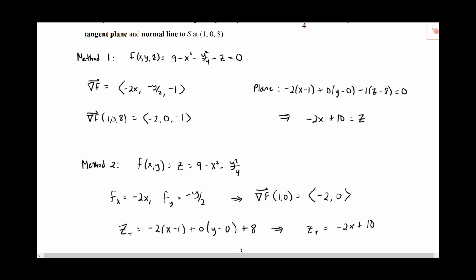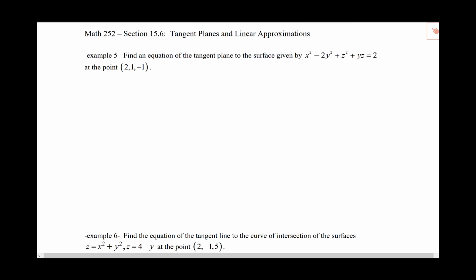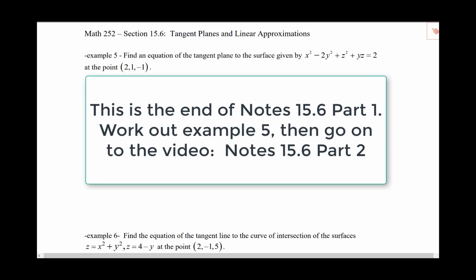All right, we've now practiced this same idea twice, so I would like you to go on and try example 5 on your own. When I post the completed notes in Canvas, example 5 will be worked out, but you try it on your own and see if you're able to work through the problem and get the same answer I got. This will be the end of part 1 of your section 15.6 notes. After you've worked out example 5 and you're ready, go on to the video part 2.